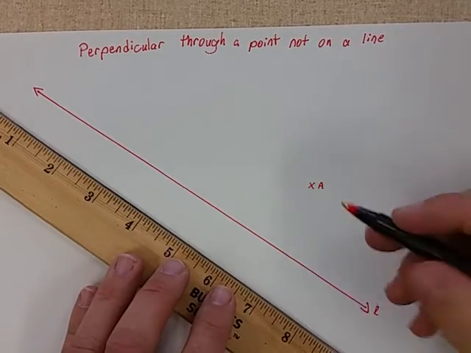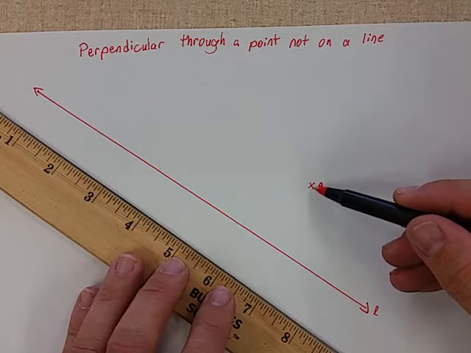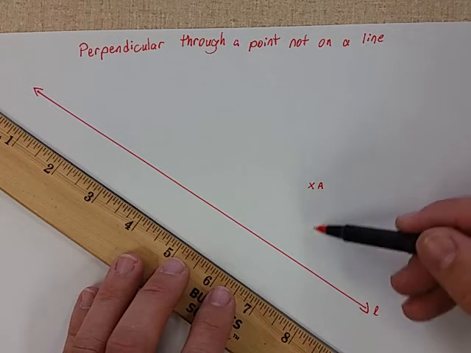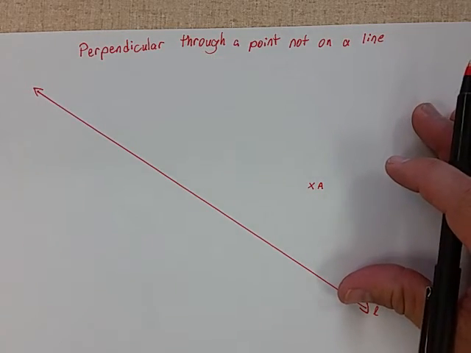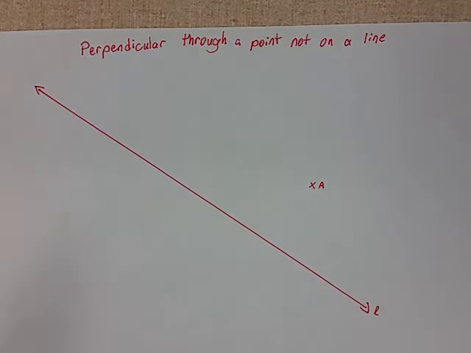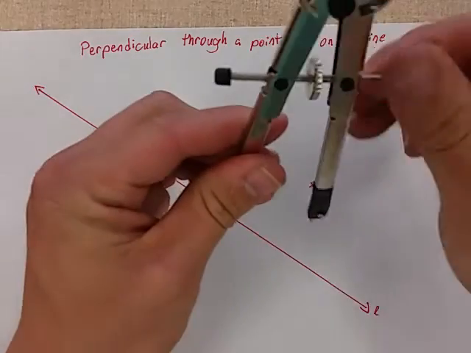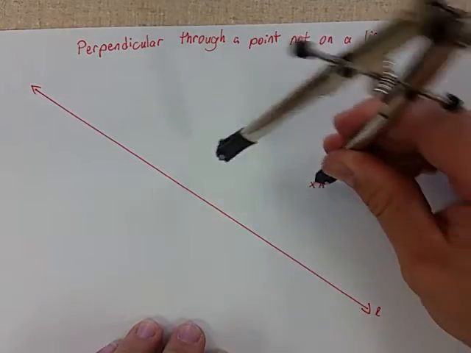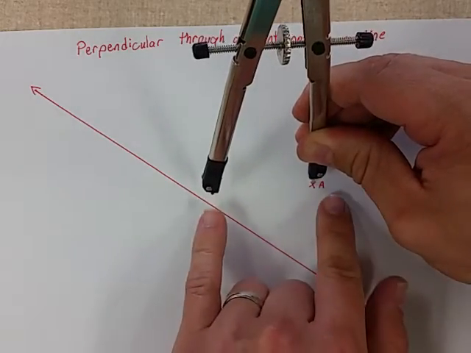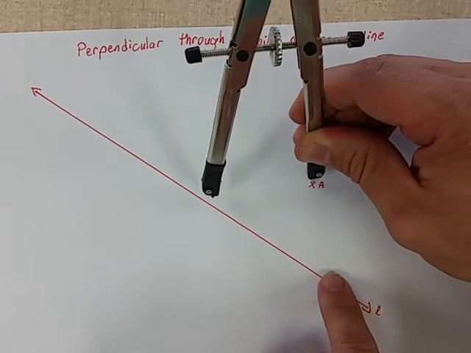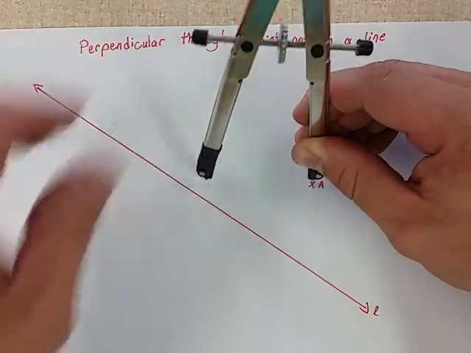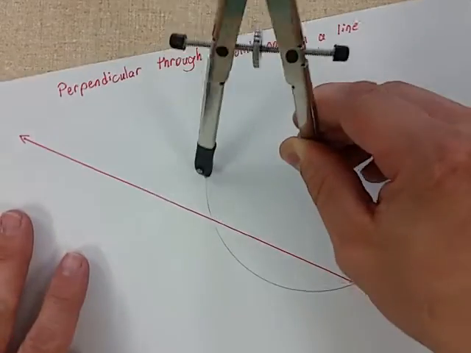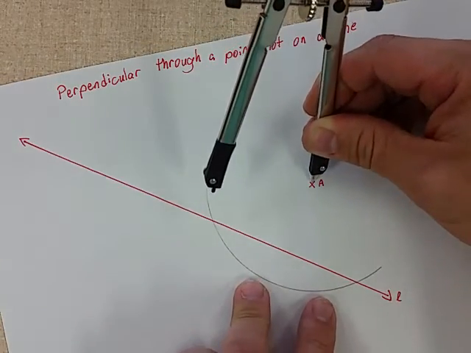On this construction, I'm going to be creating a perpendicular through point A again, and it's going to be perpendicular to line L. The trick is point A is not on line L. It's actually the same construction, really. Only difference is when I set my compass here to make 2 endpoints, I'm going to need to make sure that my compass is set large enough to where it will intersect the given line at 2 locations. So I'm going to make something like that, with the center of that circle being my given point.